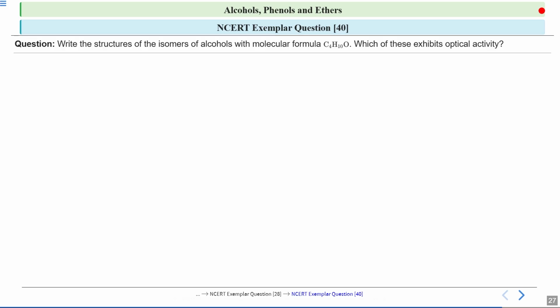You have to write the structures of isomers of alcohols with the molecular formula C4H10O. Which of these exhibits optical activity? So you have to give the structures of the isomers of the formula C4H10O and which of them exhibit the optical activity. So let us see the solution.